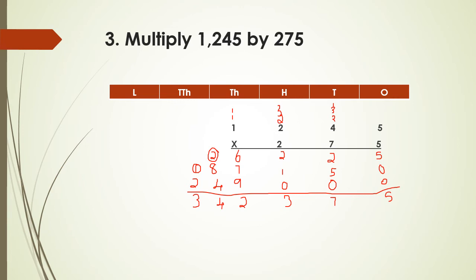Now 6 plus 9 is 15. 15 plus 7 is 22. 2 carry over. 2 plus 8 is 10. 10 plus 4 is 14. 1 carry over. Then 1 plus 2 is 3. So the answer is 3,42,375.